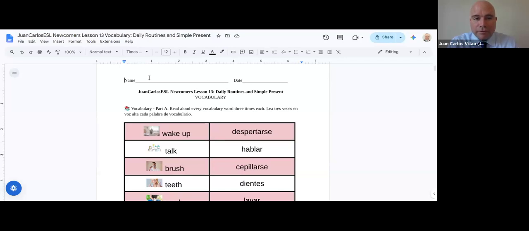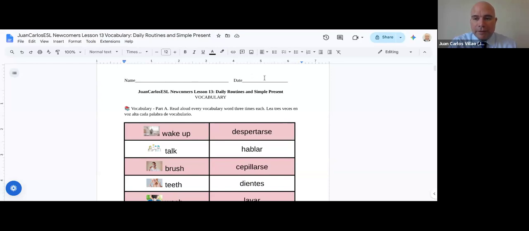Students will put the first and last name. Remember, always put a capital letter at the beginning of your first name and a capital letter at the beginning of your last name. Siempre inicien su primer nombre con una letra mayúscula, también su apellido comenzando con una letra mayúscula igual. Then you put the date that you're completing the exercise, students.